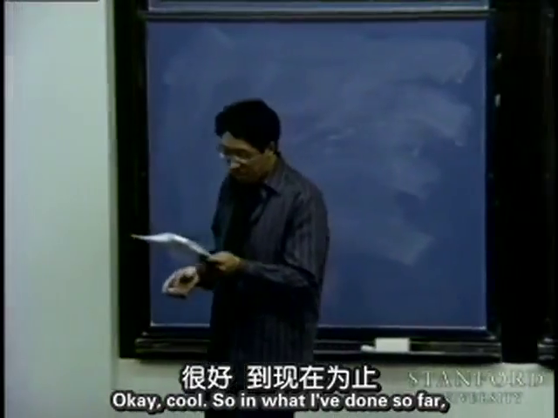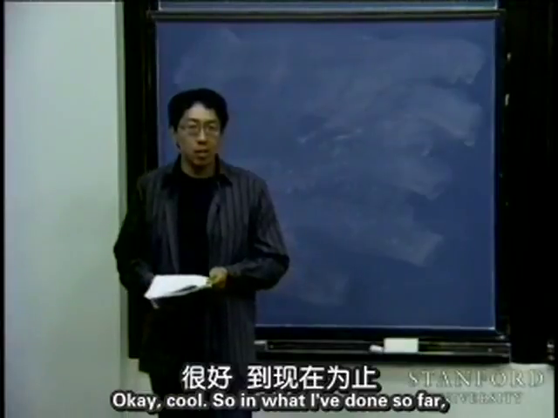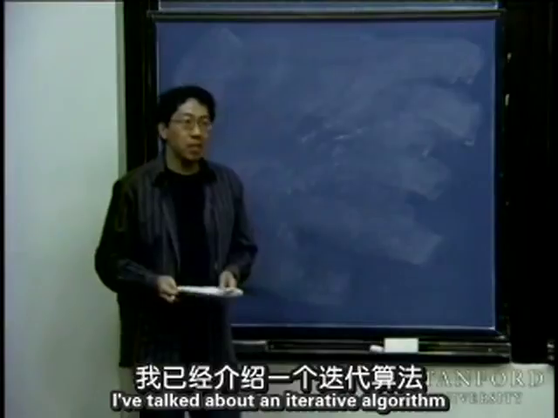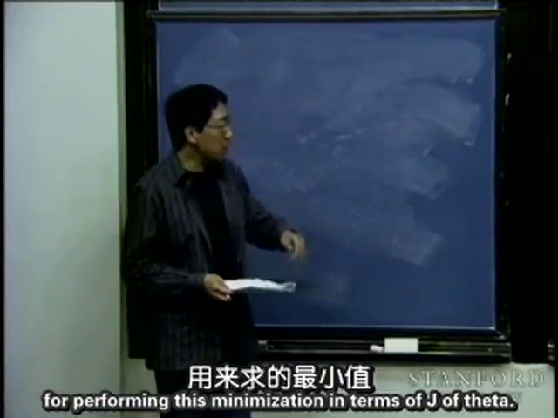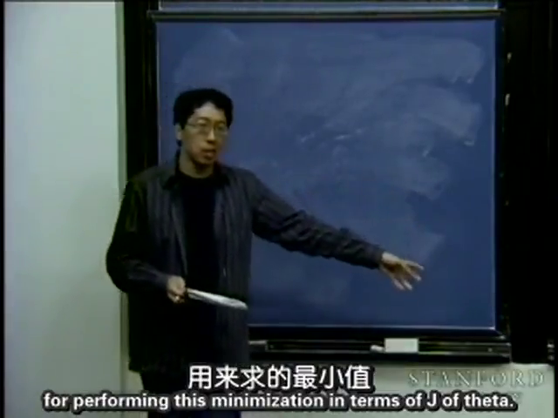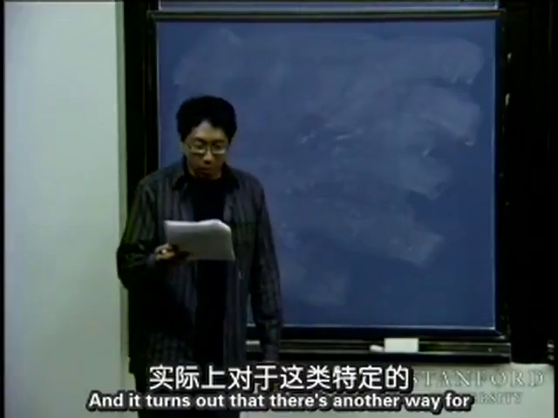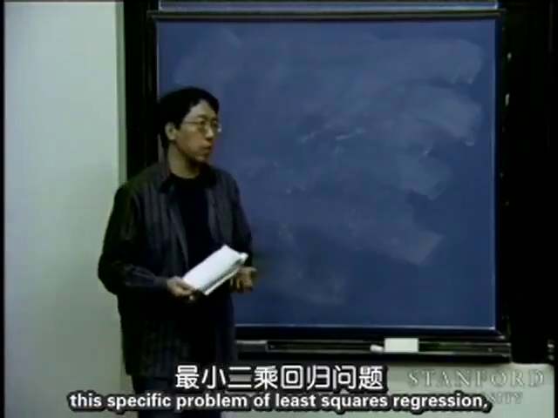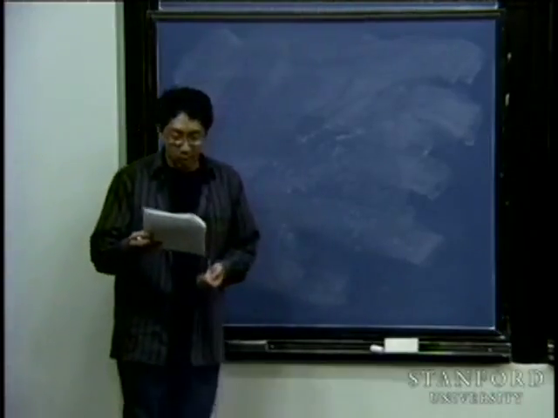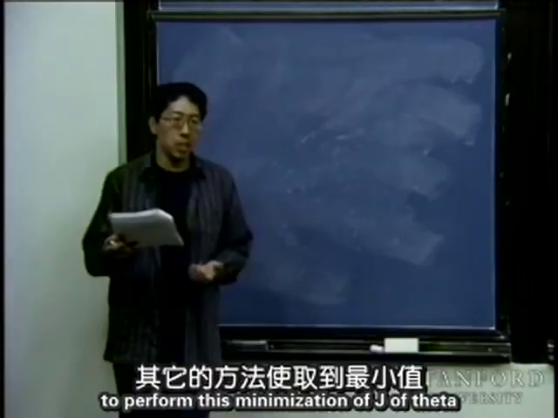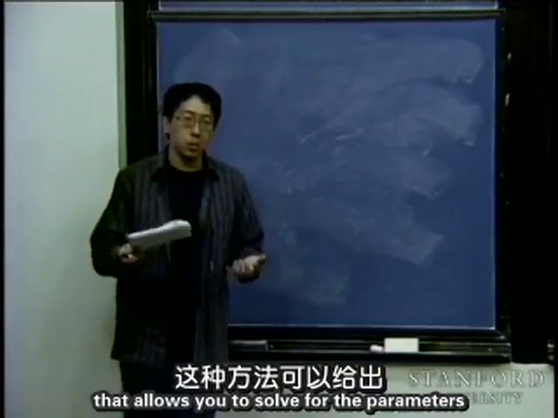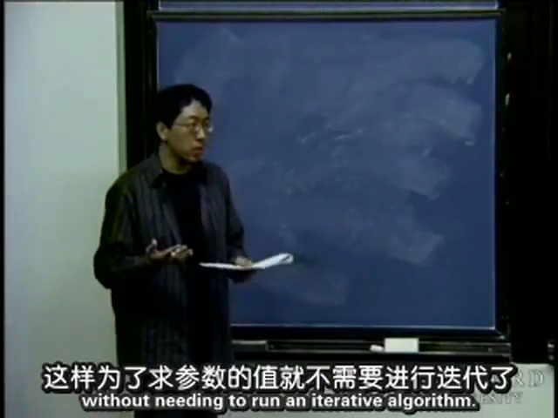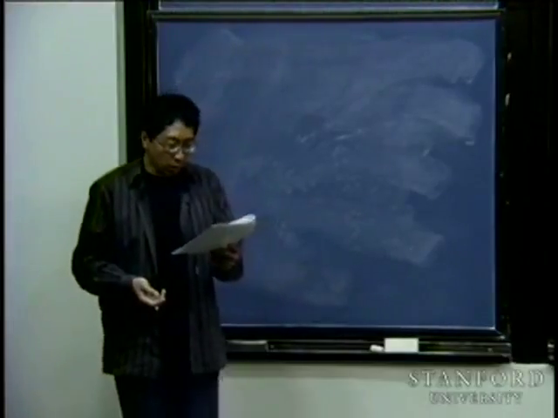So, in what I've done so far, I've talked about an iterative algorithm for performing this minimization of J of theta. And it turns out that there's another way, for the specific problem of least squares regression, of ordinary least squares, to perform this minimization of J of theta that allows you to solve for the parameters theta in closed form without needing to run an iterative algorithm.